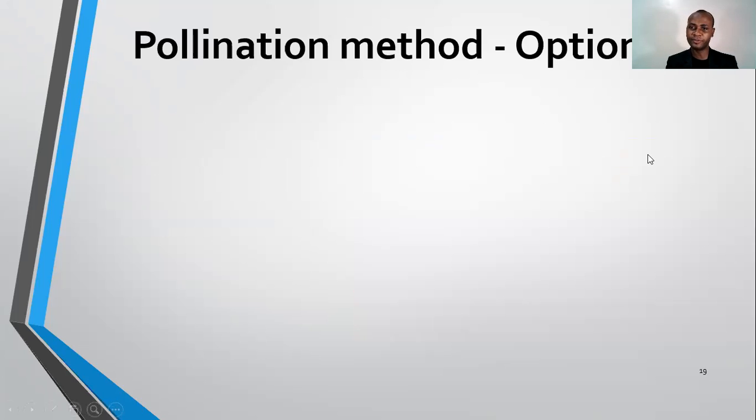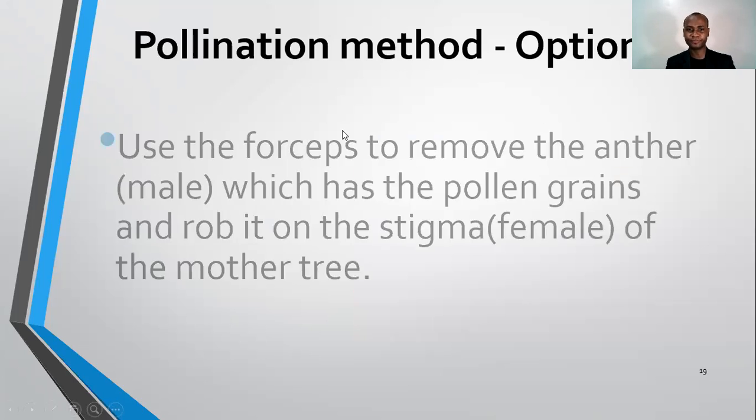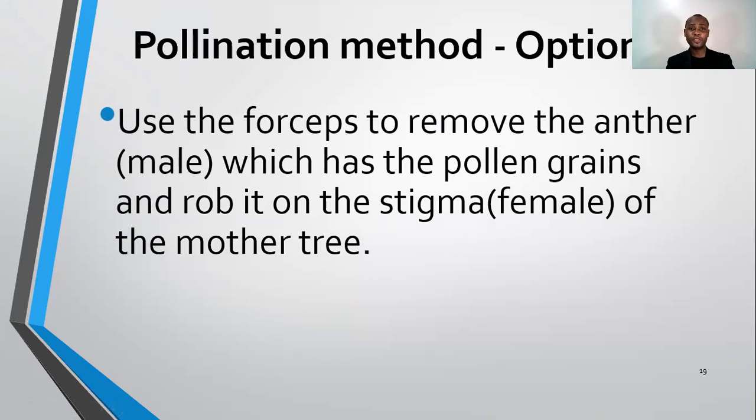Okay, now option 2, how you can pollinate. What you can do is use forceps to remove the anther, that is the male part, which has the pollen grains. And then you rub it on the female part, the stigma of the mother. Unlike what I said before, where you remove the staminates to expose the stigma, and then remove the petals to expose the anther.